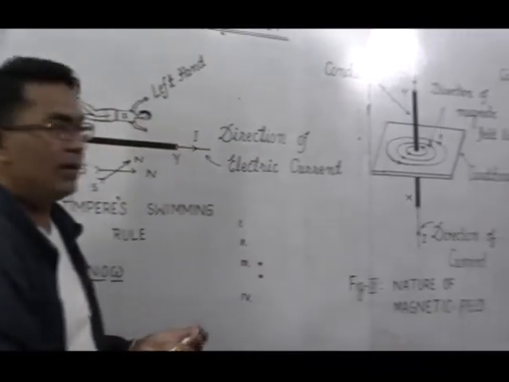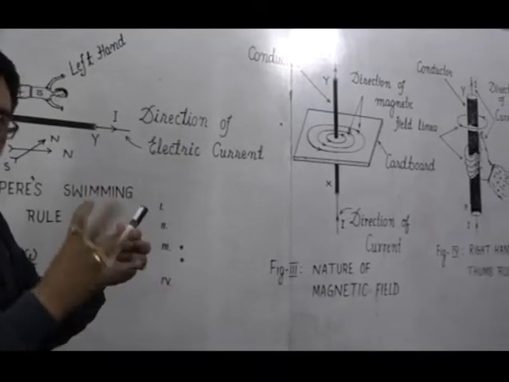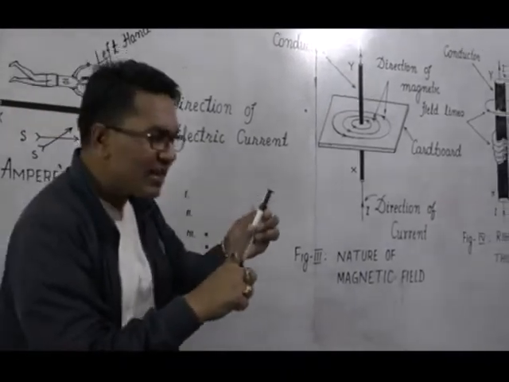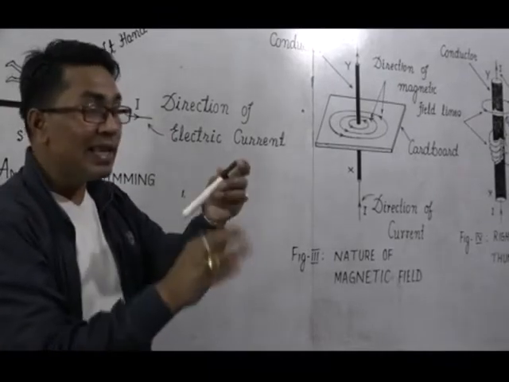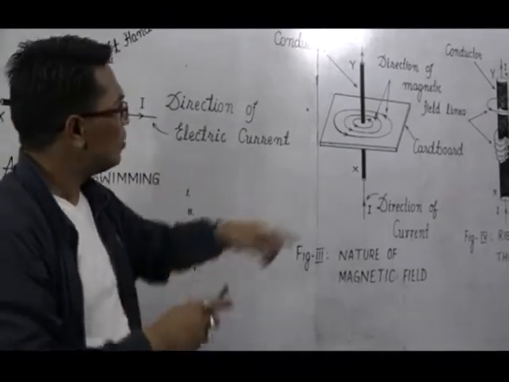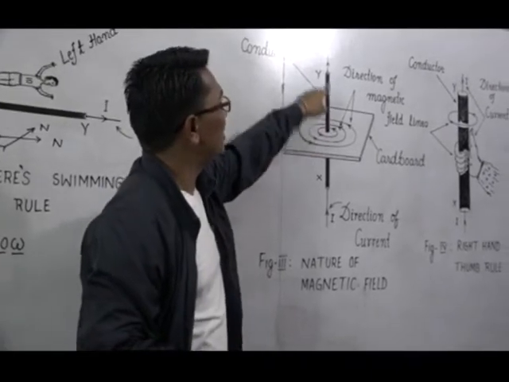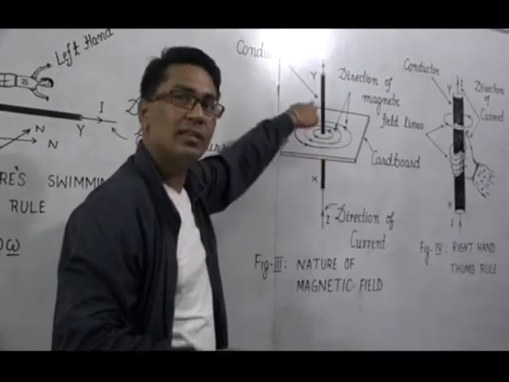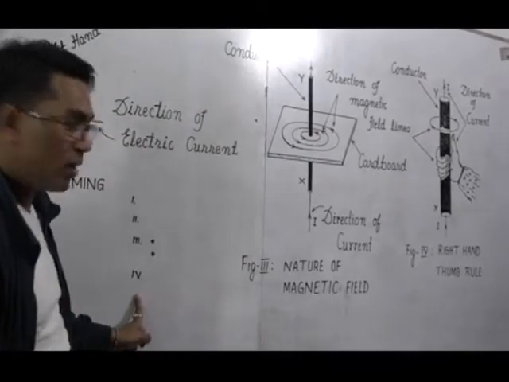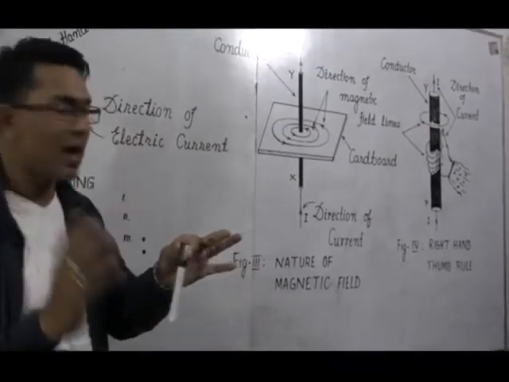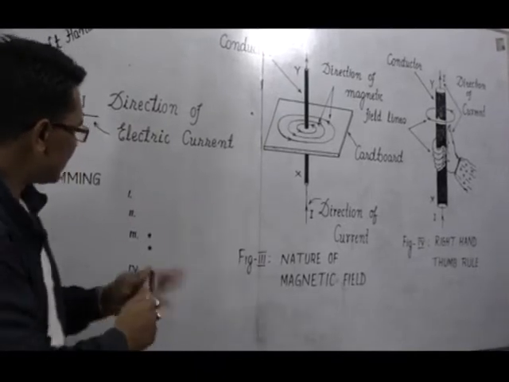The fourth point is about the magnetic field lines. The magnetic field lines around a straight conductor are concentric circles with their centers along the length of the conductor. That will be your fourth point, which can be shown clearly with a compass needle.